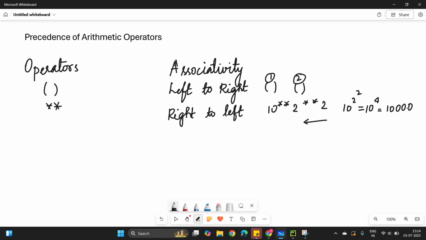10,000. Okay, the next one is unary operators. Unary operators means plus x and minus x. So this will be performed from left to right. This means plus 5 and minus 5. So obviously it will be from left to right. That is just the signing of the integers. The next one is multiplication, division, floor division, and modulus. This will be from left to right.